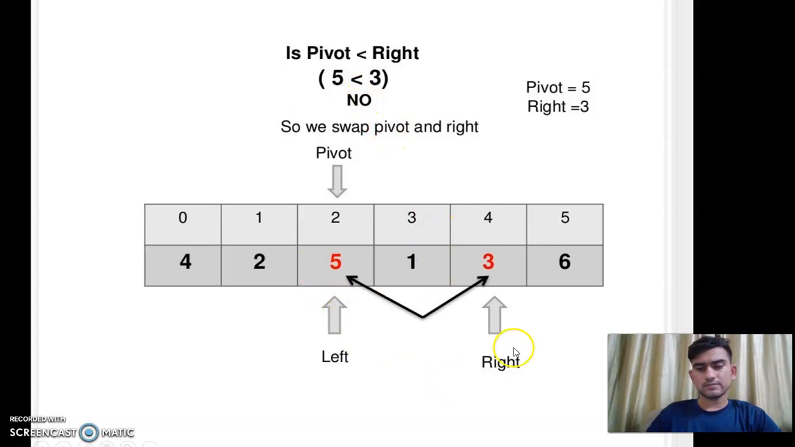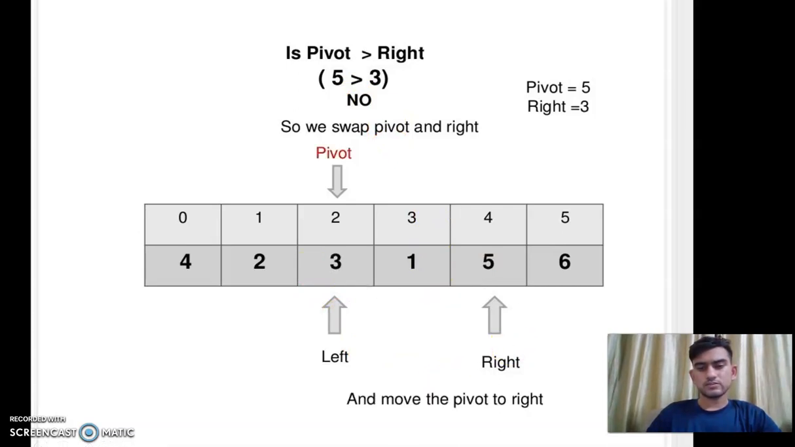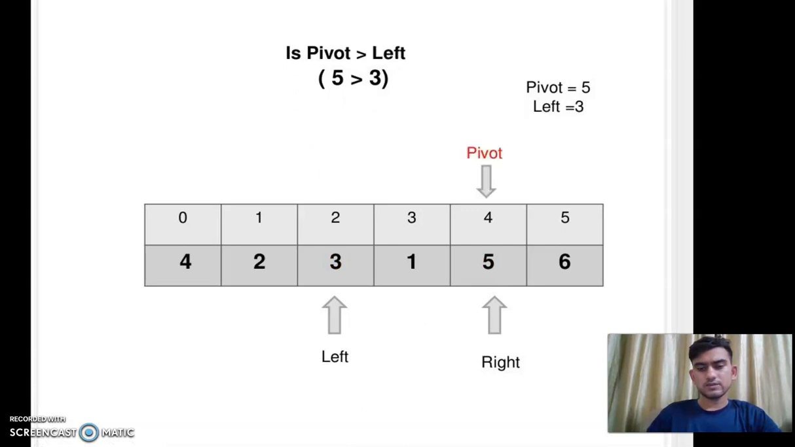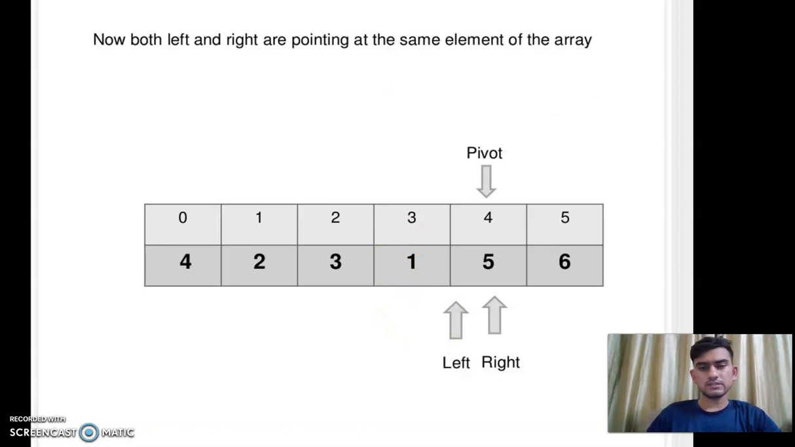So now we will swap this again. Left comes to right and right comes to left, and the pointer moves. Now the pivot is pointing towards 4. Yes. So we move left one position towards the right. Now we will compare the next position. 5 is greater than 1.